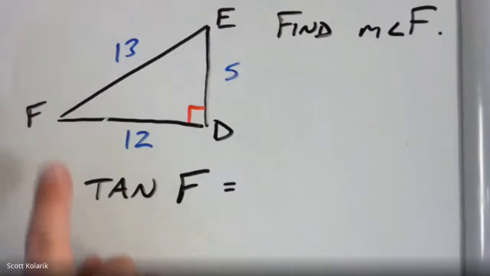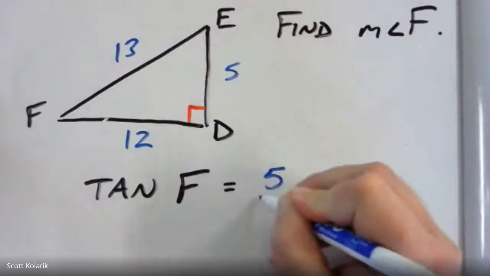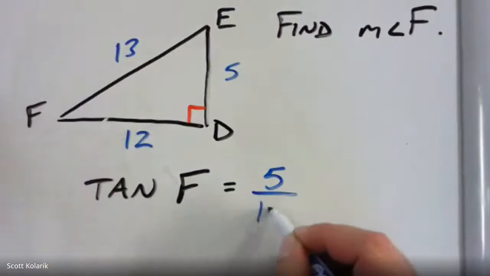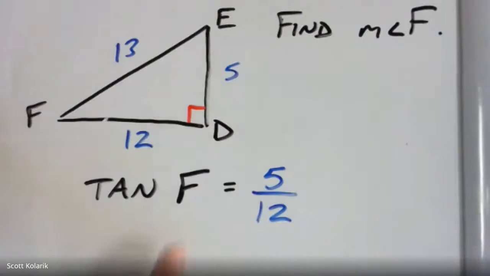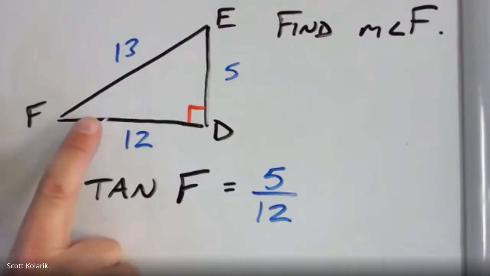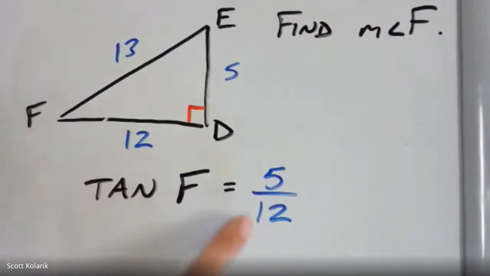So opposite over adjacent. Well, there's angle F. Opposite is the 5. That's going to be my numerator. And then adjacent to angle F is this 12. That's the denominator. So whatever the tangent of this angle is, and again, there's some degree measurement there, it does exist. If I take the tangent of it, it must reduce down to 5 over 12. And I can figure out that decimal by plugging in a calculator if I needed to.